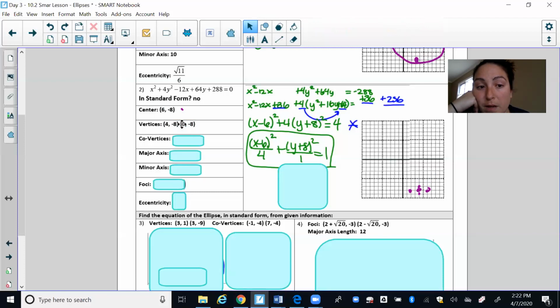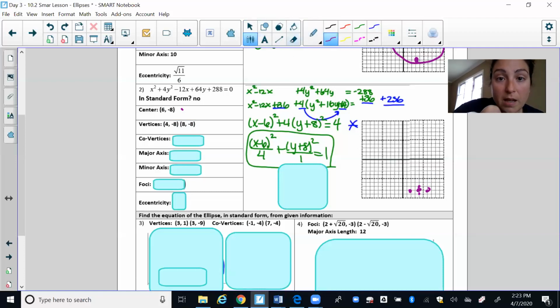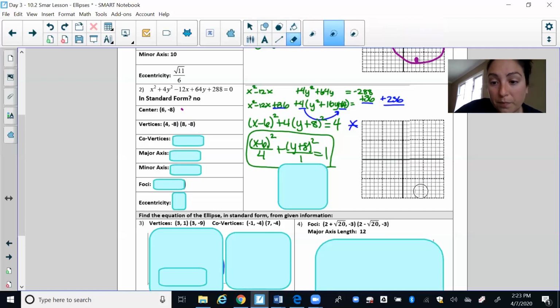What did I mess up? Ooh, all right, reverse, reverse. I graphed 4, negative 8 instead of 6, negative 8. So messing up the center messed up that whole thing. So let's redo that. So our center is at 6, negative 8.